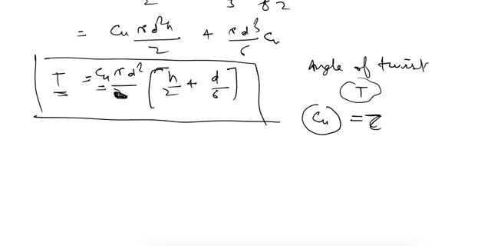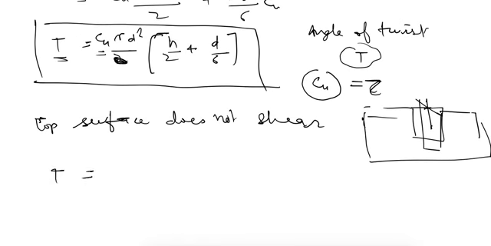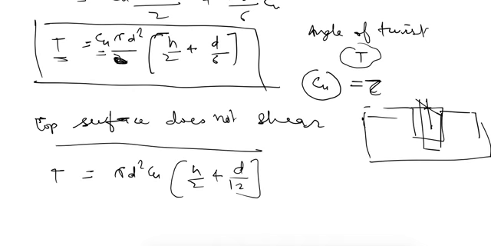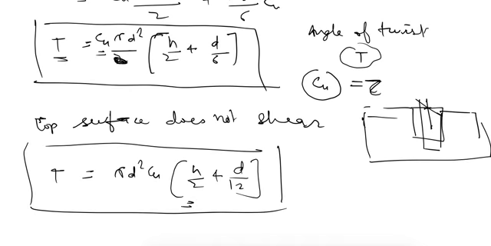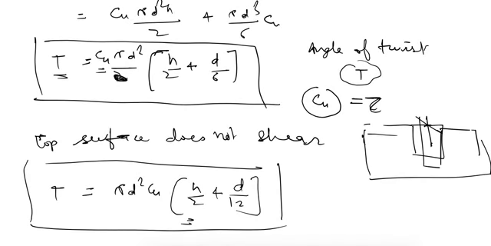And if the top surface does not shear, it means that the vane is inserted in such a way that the soil level is somewhere here, so this top surface is not shearing. For that case, the formula is T equals pi d square Cu times h by 2 plus d by 12. This formula is just obtained from here: we don't put this 2, so then we can obtain this formula.